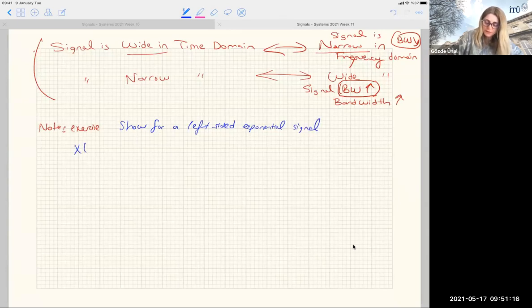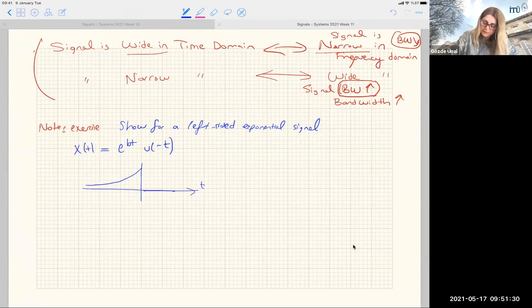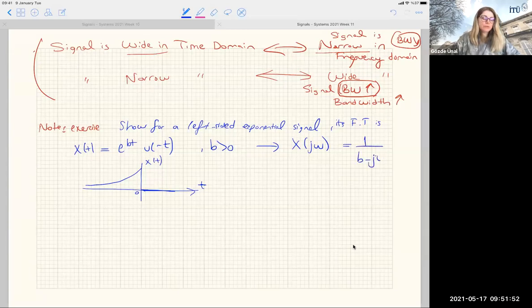That will be x of t equals e to the bt times u of minus t. It's left-sided, so it's 0 on the right-hand side of the positive time axis, and in this case b is positive. Please show its Fourier transform. It is given by, this time, 1 over b minus j omega. The same relations hold here.